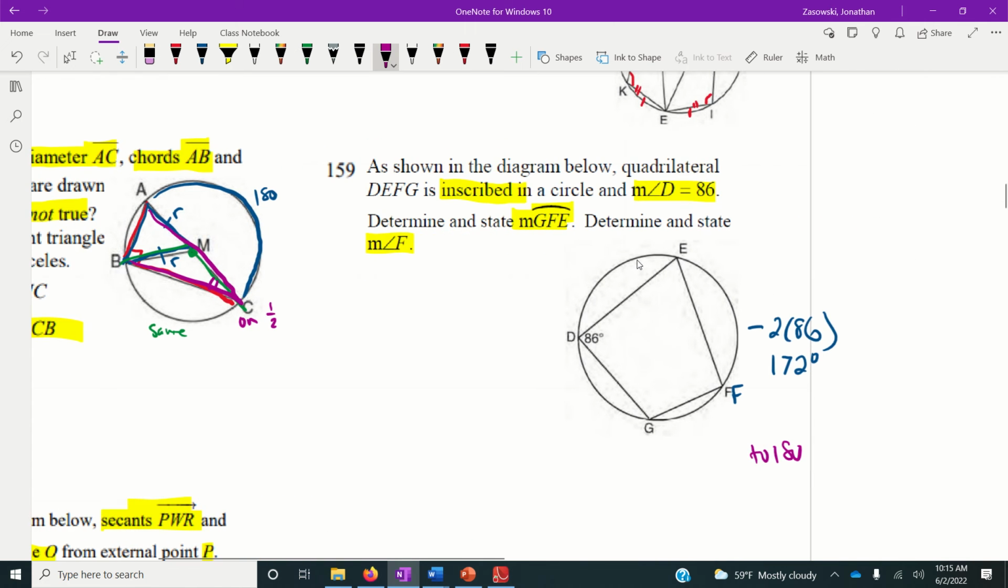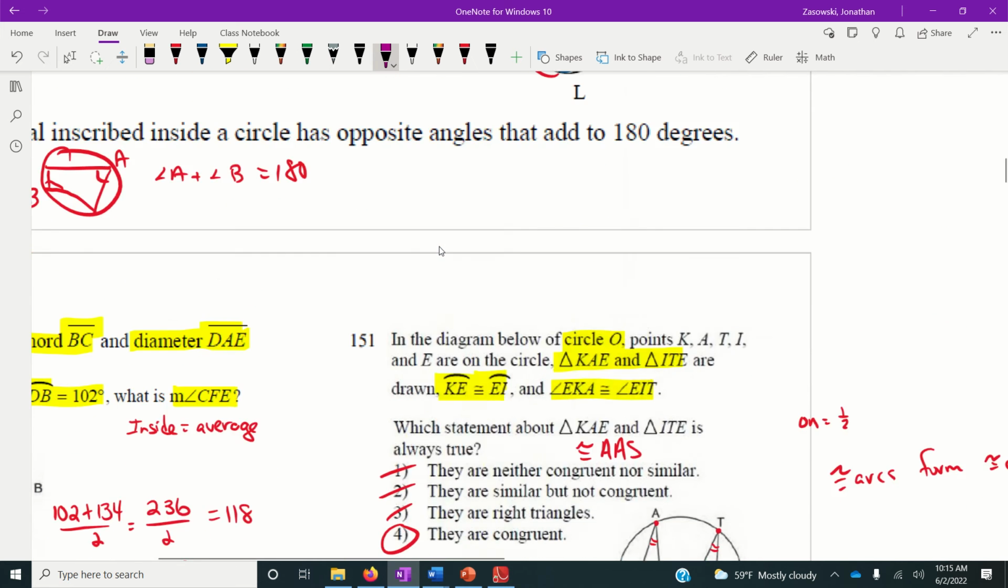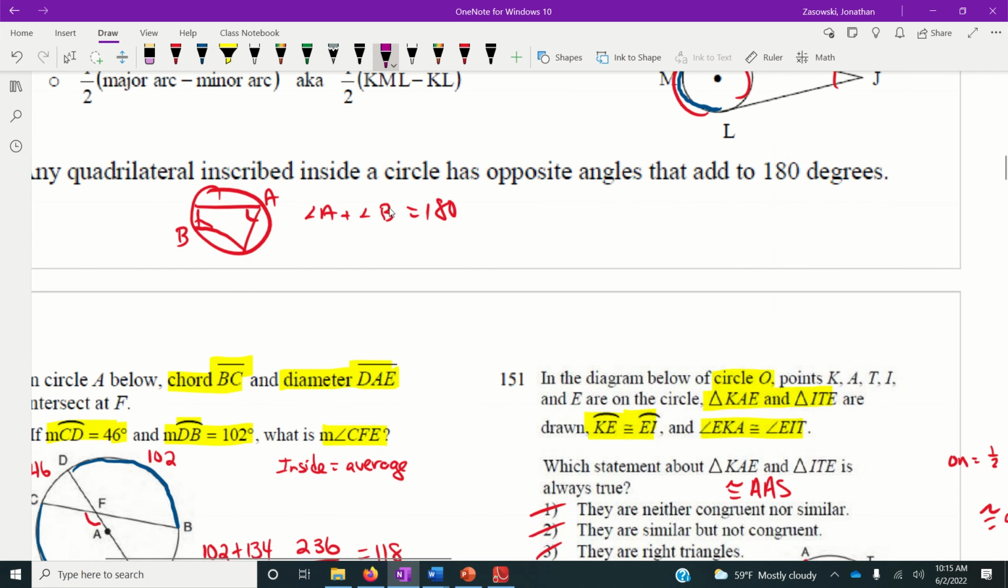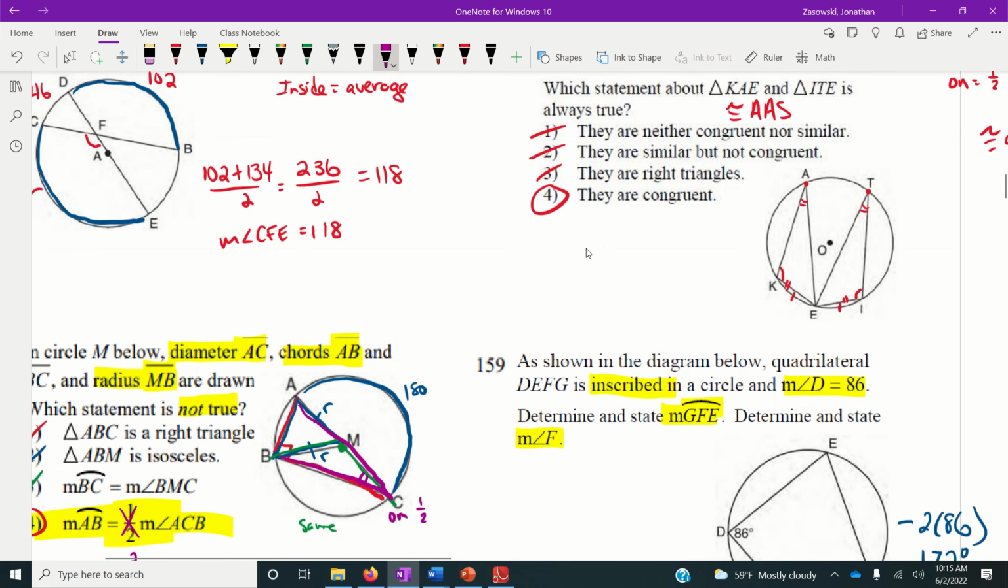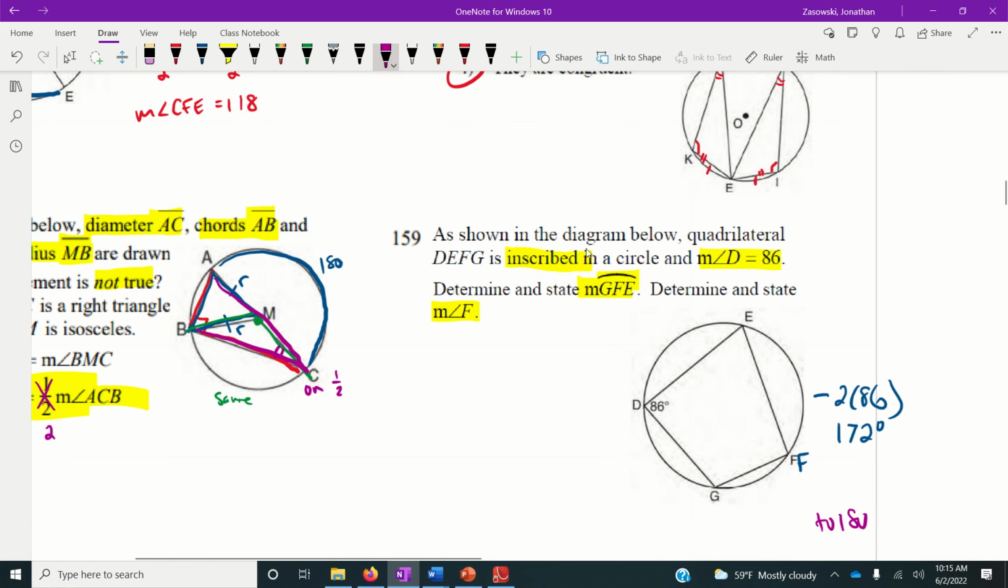Let's take a look at the next one, number 159. Now we have a quadrilateral inscribed in a circle. So just like we talked about at the bottom of the page here, remember the opposite angles add to 180 degrees. So we know that angle F is going to add to 180 with the angle that's 86. So 180 minus 86 is going to equal angle F. And so angle F is going to equal 94 degrees.